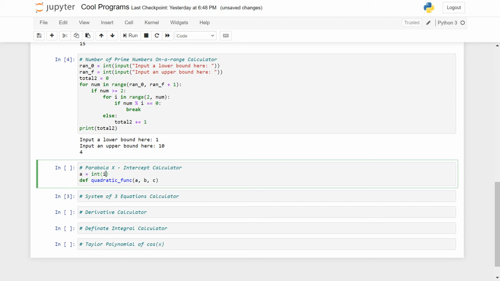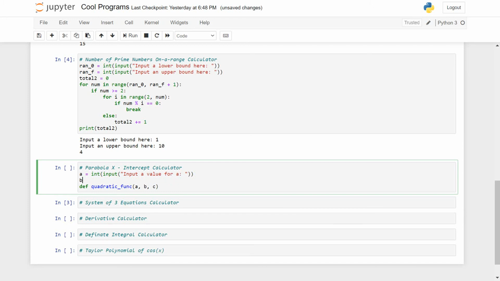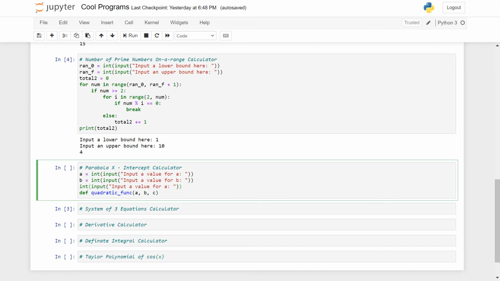So integer input. Let's see. So input a value for A. Okay. Then set B equal to input a value for B, and then same thing here. C equals input a value for C. There we go. Okay. And that should compute this here.